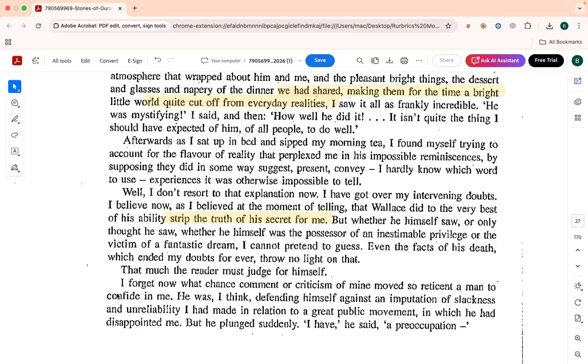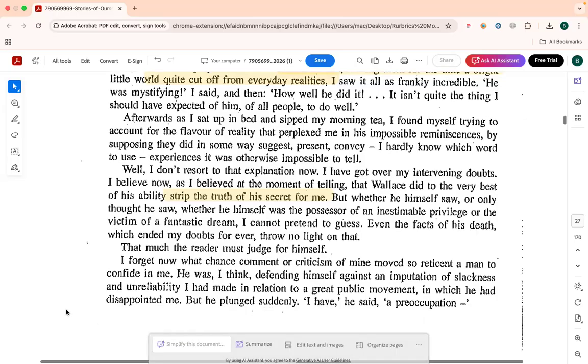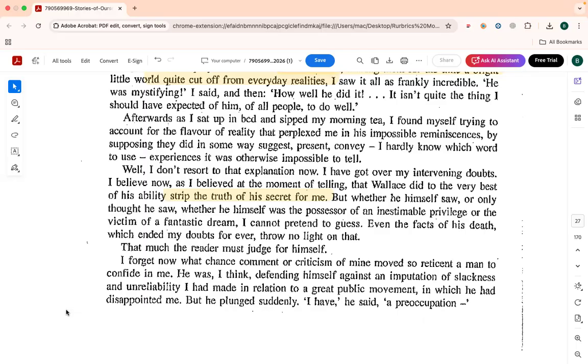I forget now what chance comment or criticism of mine moved so reticent a man to confide in me. He was, I think, defending himself against the imputation of slackness and unreliability. What does imputation mean, though? I'm just going to highlight it for you. Imputation of slackness.